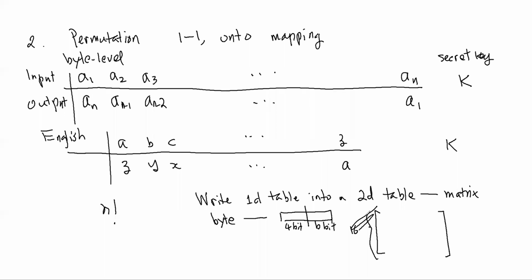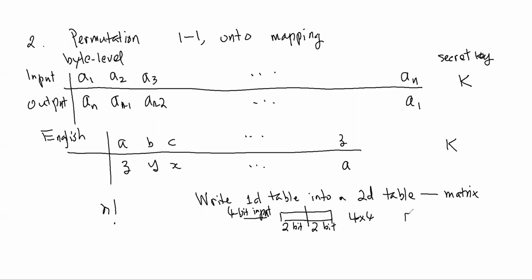Let me use an easier one so you can visualize better. Let's just look at a 4-bit input. Then this will be a 2-bit prefix and a 2-bit suffix. This way I get a 4x4 table for a 4-bit substitution.